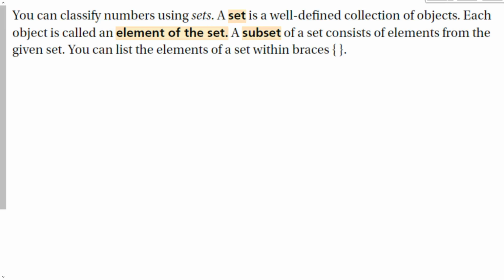You can't really have sets of feelings because they're not really well defined. Okay, so as long as you can count something or classify it as a well-defined thing, then you can make a set out of it. Each object of a set is called an element of that set. And a subset consists of elements from the particular given set. So we can break whole sets down into subsets. And we can list the elements of a set within the symbols right there, braces.